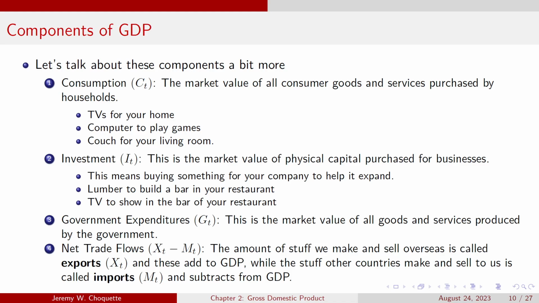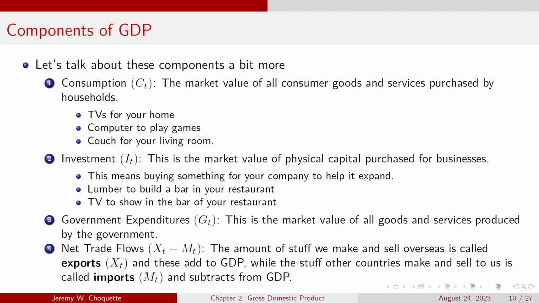Now, there's the stuff that other countries make and sell to us. All right, so if there's something that's produced in the European Union and then we buy it over here, right, we have to import that stuff. Those are called imports. Now, imports subtract from GDP because that other country made it, right? They produced it. So it's going to add to their GDP because it was produced there.